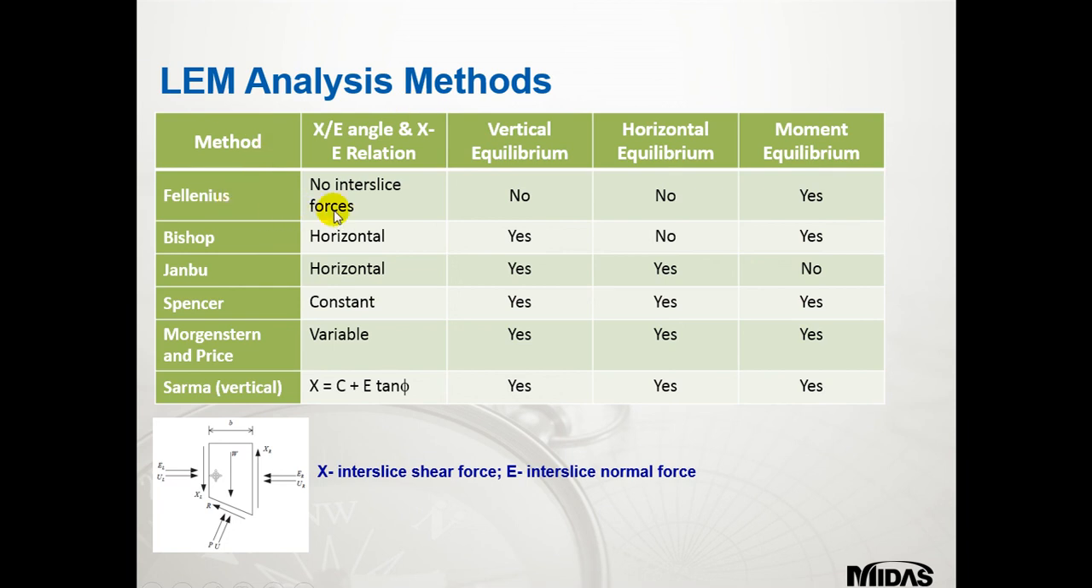The Fellenius method has no interslice forces, and vertical equilibrium is no, horizontal equilibrium is no, and the moment equilibrium is yes. Just going on to the Bishop, I'm sure you can read these, so I'll just flick straight through them, and then there's horizontal, and then it's yes, no, and also yes. We're just going to skip straight through this, I'm sure you've looked at them.